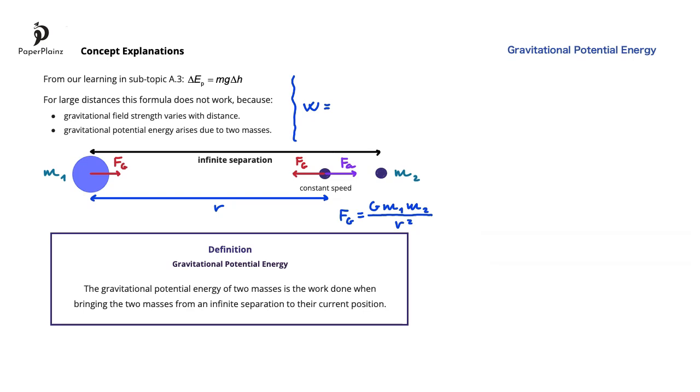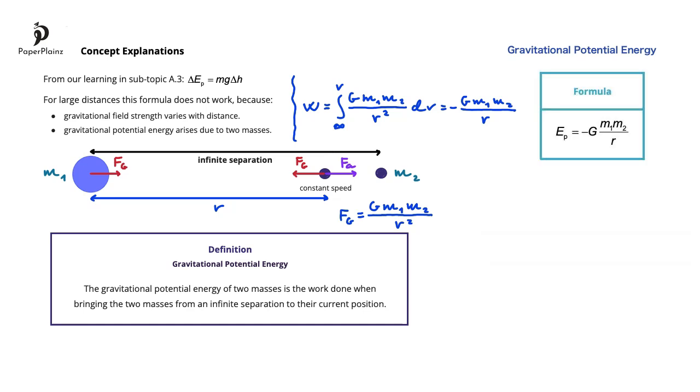You do not need to know or understand the mathematical details of how this integration works, so I will just briefly write down that the work done in this situation is equal to the definite integral from infinity to r of the gravitational force, so G m1 m2 over r squared, with respect to r. The key takeaway for us is that the result of this integration is negative G m1 m2 over r, which is the work done by Fa when bringing the two masses from an infinite separation to their current position. Therefore, based on our definition below, this work done is equal to the gravitational potential energy of the two masses. We'll also add the table with a list of the variables.